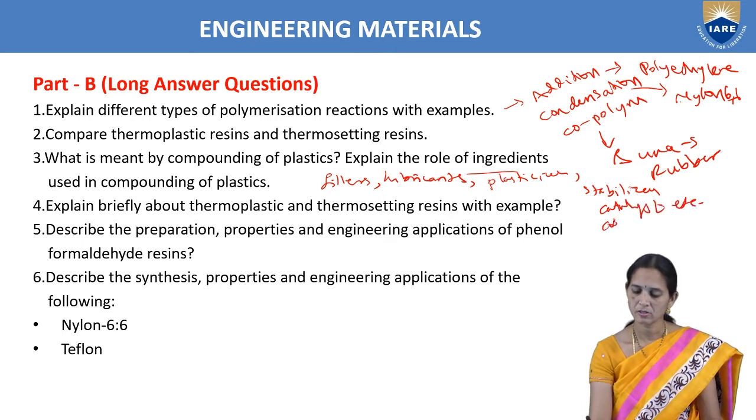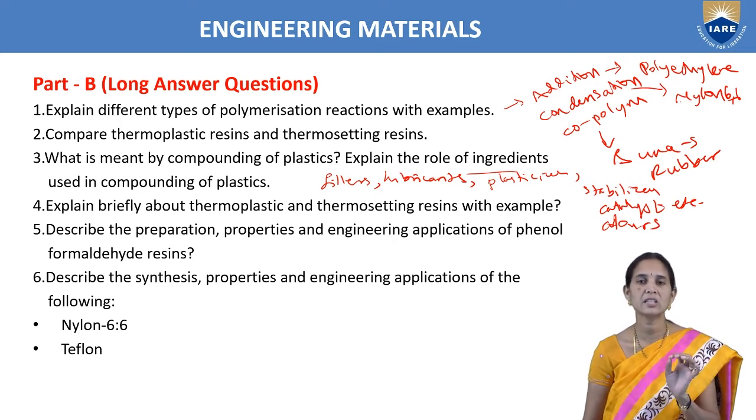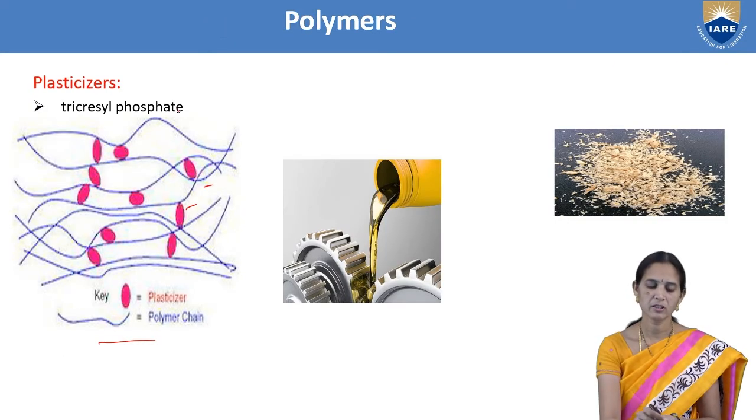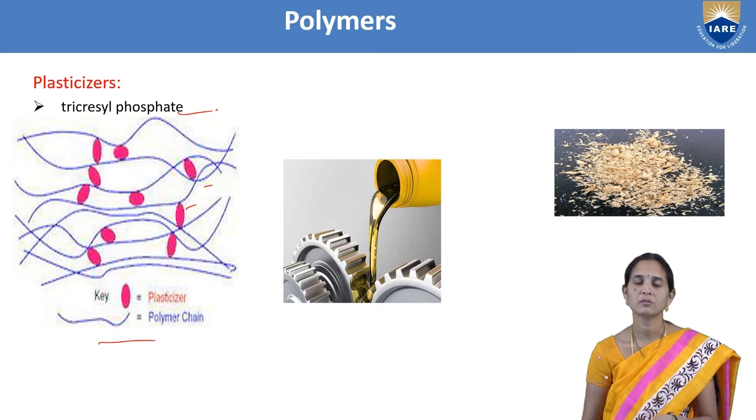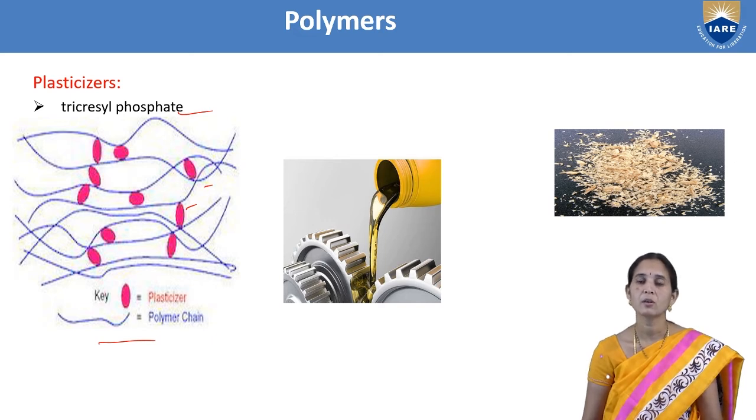So coloring materials also we will use. So that is compounding of plastics. For each ingredient, we have to write its function with example. For example, you can take plasticizers to improve the flexibility and plasticity of the polymer material. We are adding plasticizers like tricresyl phosphate. That we can write. Example, we can write tricresyl phosphate to improve the flexibility and plasticity of the polymer resins.